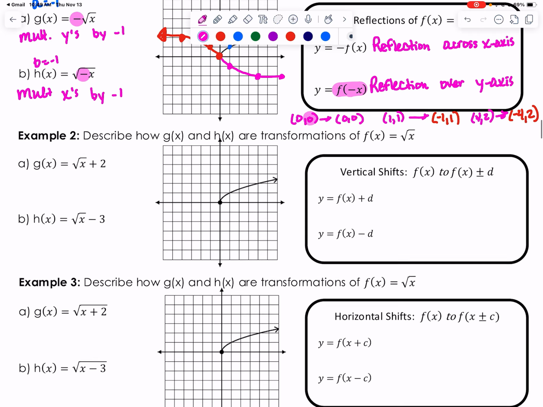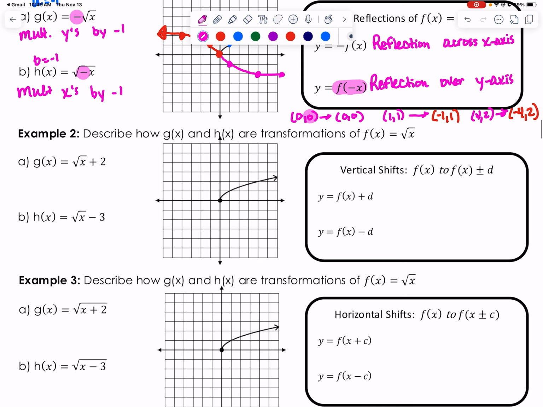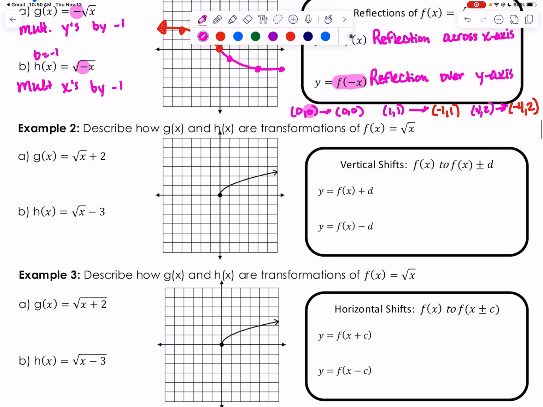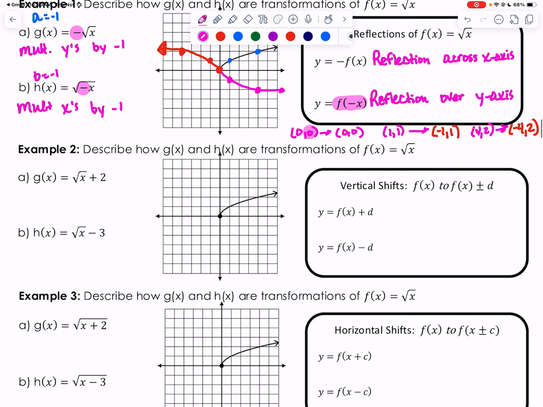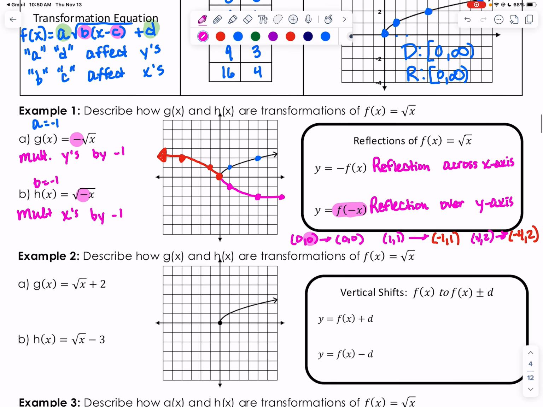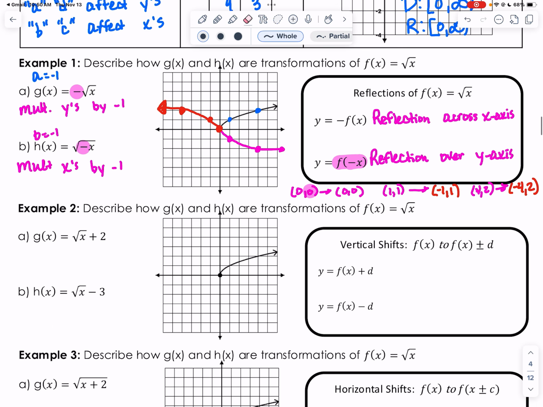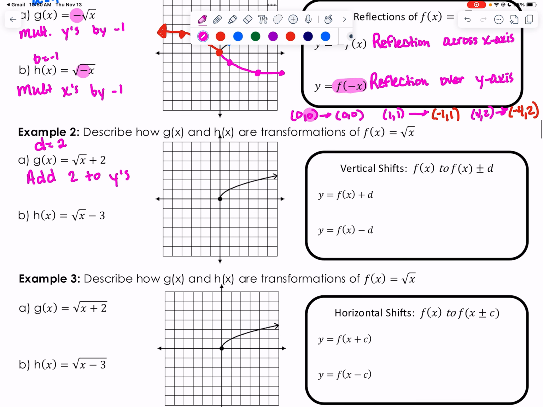All right, example 2. Describe how g of x and h of x are transformations of f of x equals the square root of x. So in problem A, we have g of x equals the square root of x plus 2. Now notice this plus 2 is on the outside of our square root symbol. So that means the value of d is positive 2, and we will add 2 to our y's.